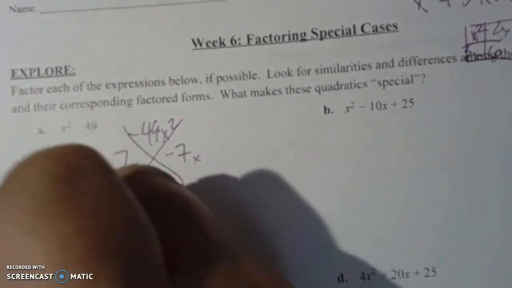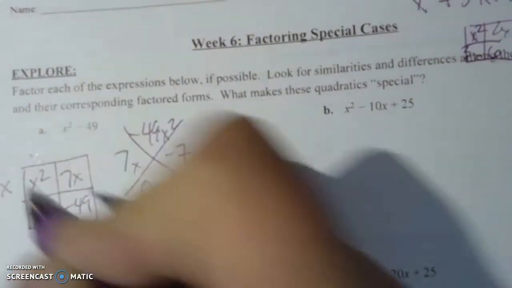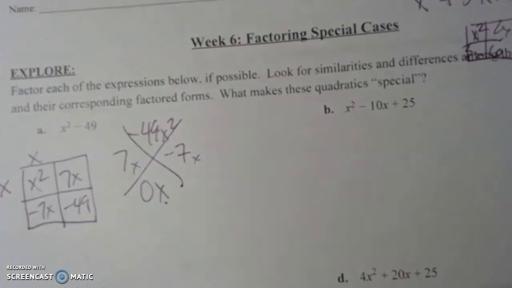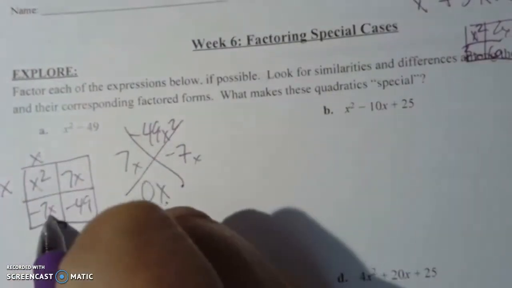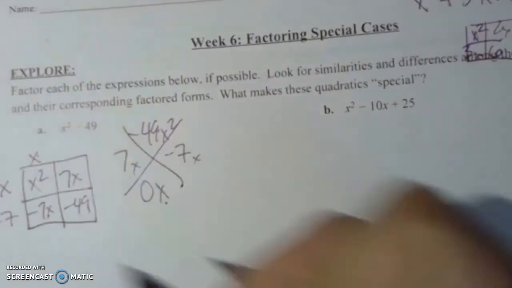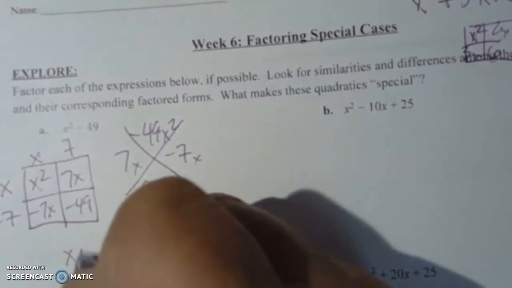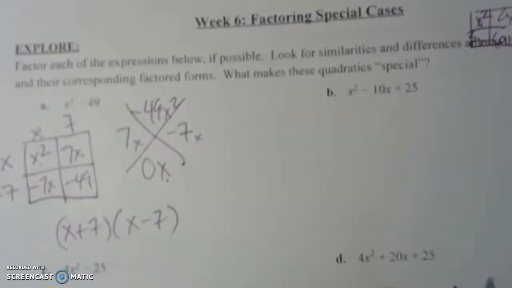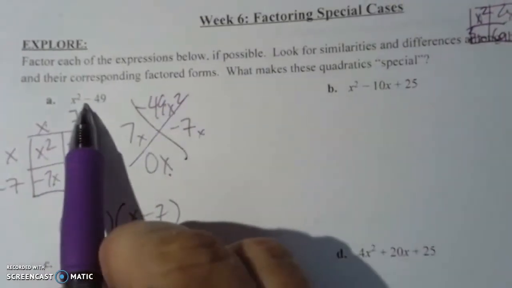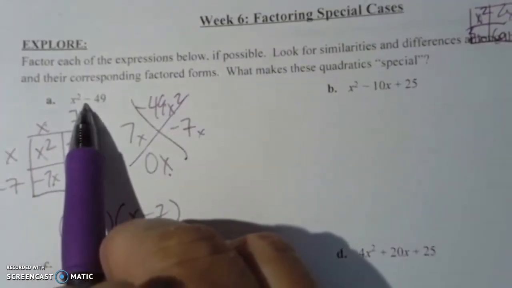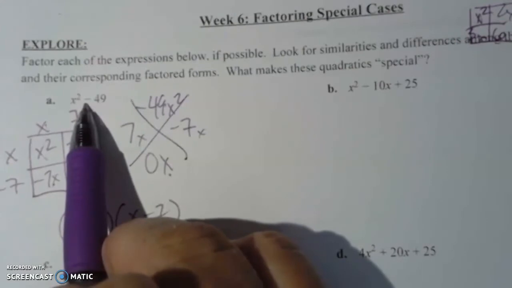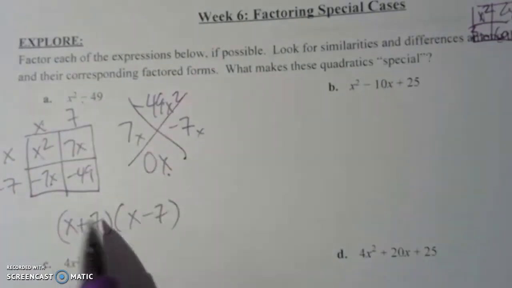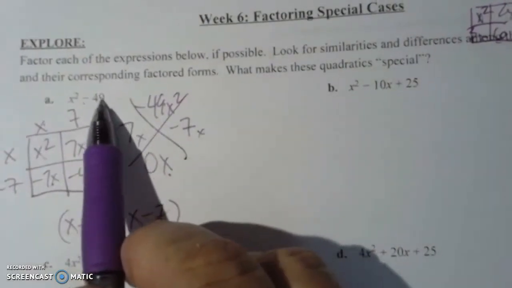When we factor this, here you're going to get an x and an x. X times x. Well, x times what makes negative 7x? A negative 7. And x times what makes positive 7x? 7. So look at what we get. We get x plus 7, x minus 7. So anytime there's a difference, which means a subtraction sign, a difference of two perfect squares, it's just going to be x plus, x minus, whatever makes that number.